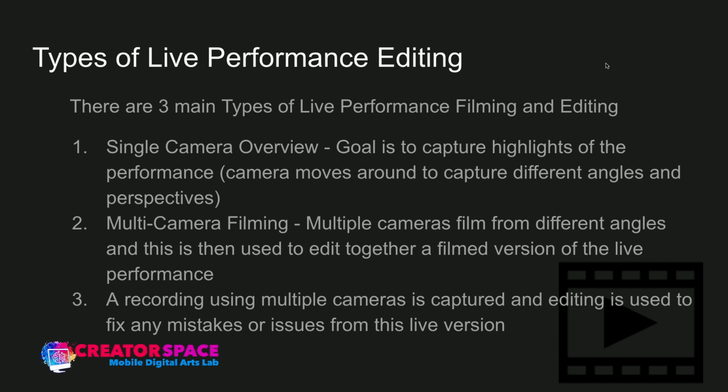So then you, as the editor, can decide which camera to go to at any given time, versus a single camera, where you can only go to the single camera and use select parts. Then the third one is a little bit in between the two, where there's one recording using multiple angles, and you as the editor can then look at just fixing up that recording. So again, if there are any technical issues, gaps, or intermissions, you might want to get rid of them to keep it fluid.